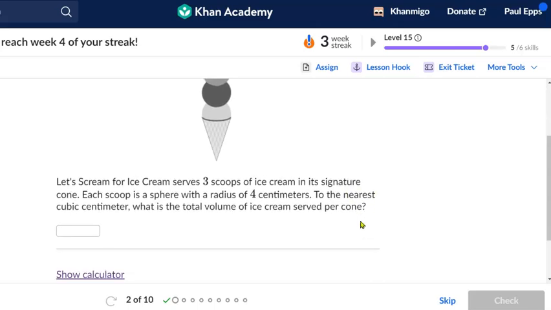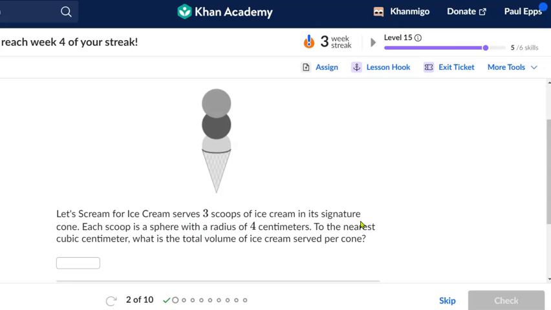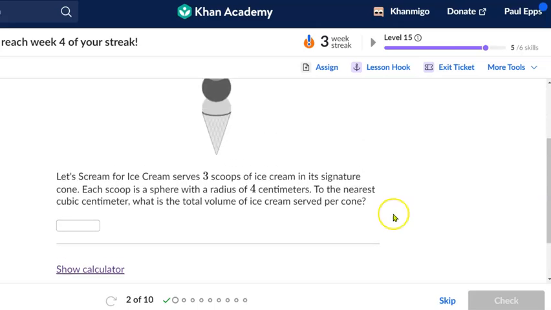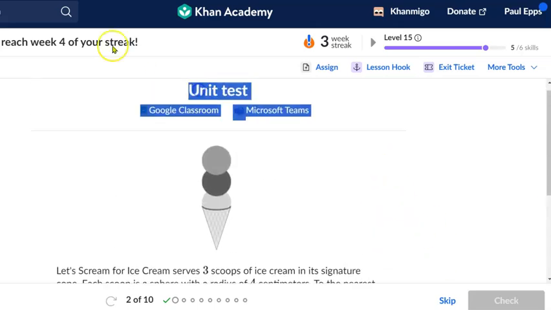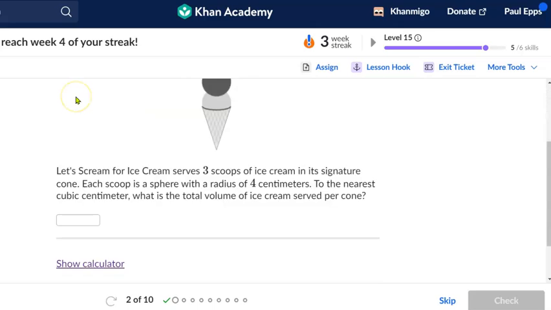Let's scream for ice cream. Serves 3 scoops of ice cream in its signature cone. Each scoop is a sphere with a radius of 4 centimeters. To the nearest cubic centimeter, what is the total volume of ice cream served per cone? Okay. All right, 3 scoops of ice cream, radius of 4 centimeters. We need a calculator for this.